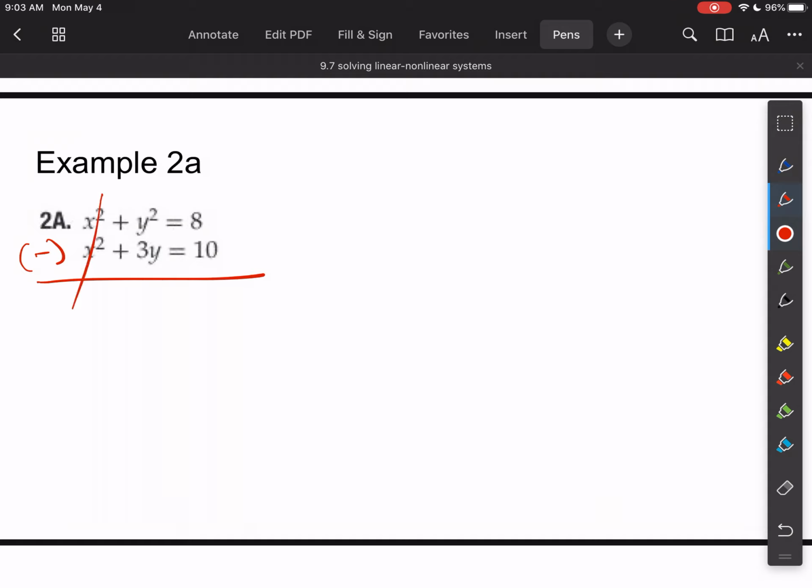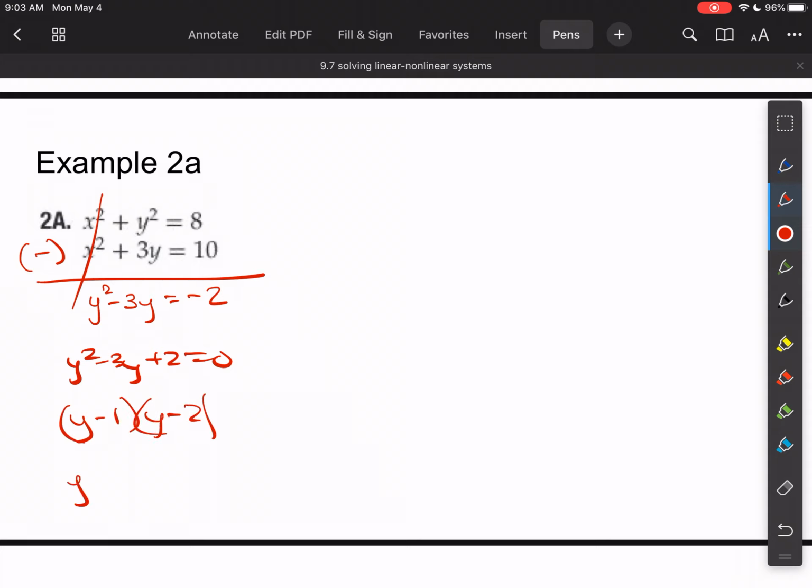Y squared minus 3y, be careful here, they're not like terms, so I have to keep them separate. So y squared minus 3y is how I simplify that. And then that would be equal to 8 minus 10, which is negative 2. Okay, to solve this, what I'm going to need to do, since this is a quadratic, is I'm going to need to factor it. So I want this to be equal to 0. So y squared minus 3y plus 2 is equal to 0. This factors to y minus 1, y minus 2. So my solutions for y are 1 and 2.